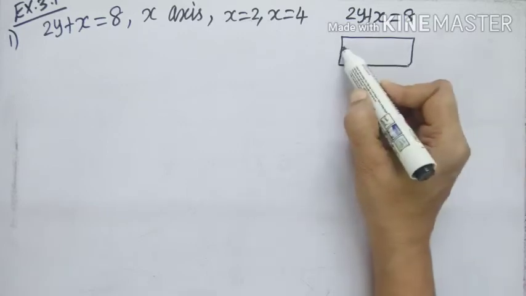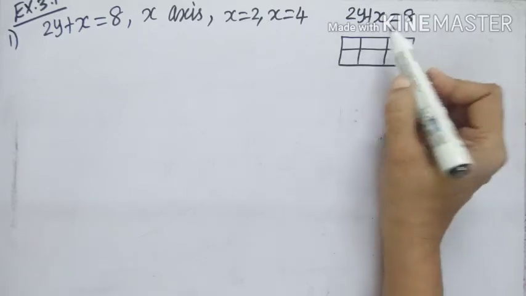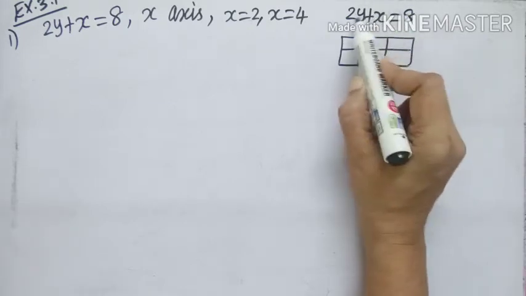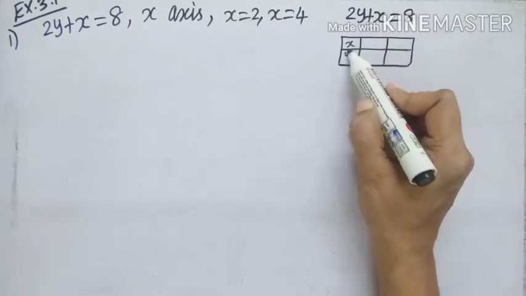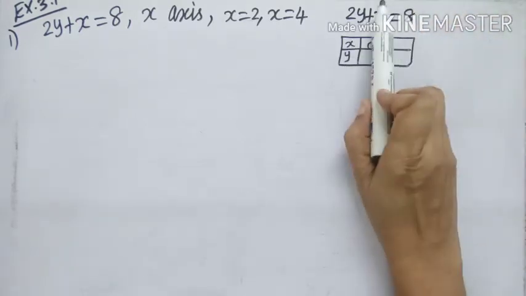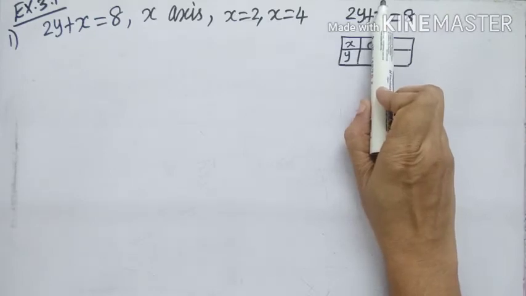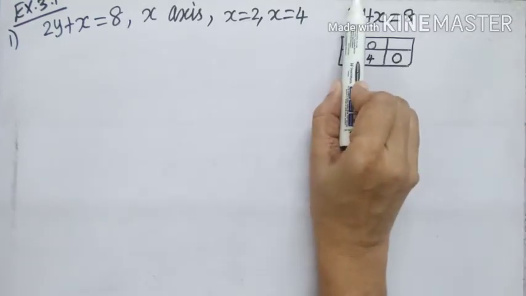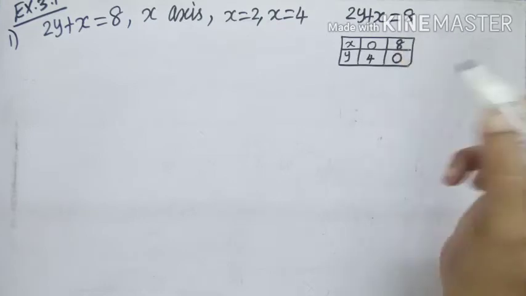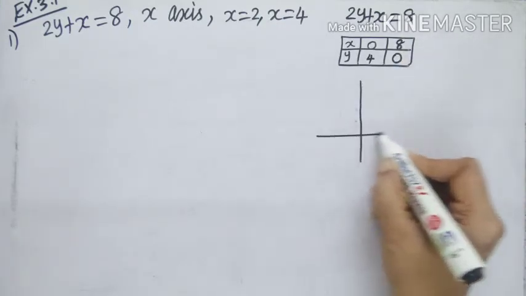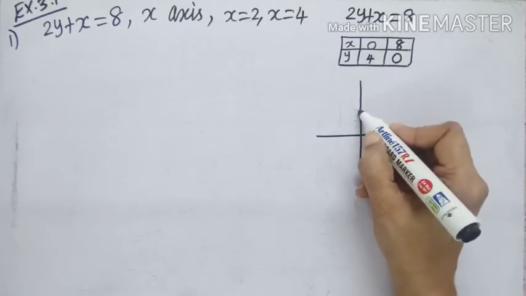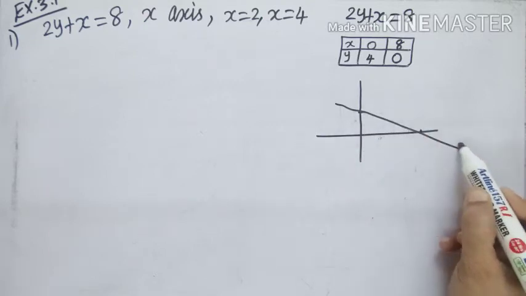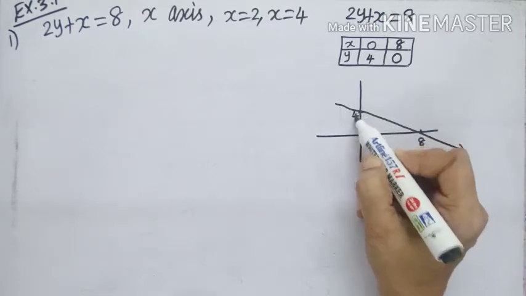At least two points I need to draw a line. See, the power of x is 1 and the power of y is 1, so it is definitely a line. Put x equal to 0: 2y equal to 8 means y is equal to 4. Then put y equal to 0: x is equal to 8. So we get the two points. Just roughly we'll plot it: (0, 4) here, (8, 0) here. So this is the line. This value is 8 and this value is 4.